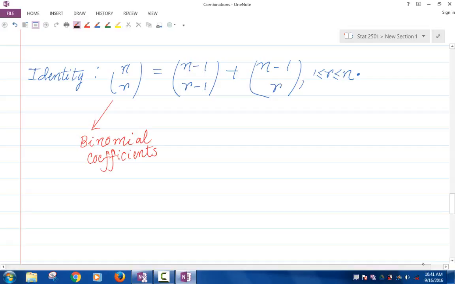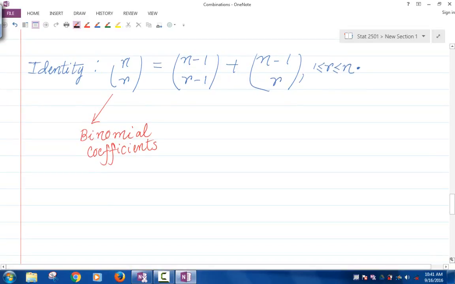That's the left-hand side. Can you argue that the right-hand side is counting the same thing? So you are counting the number of subgroups of r elements taken from a group of n elements, right? Well, imagine that you have n elements, let's call them A1, A2, ..., An. So I have n elements, and we are trying to count the number of subgroups of r elements taken from this set of n elements.